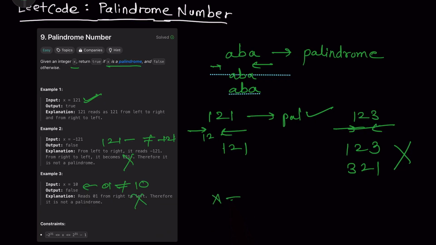If x is given as 0, then it is a palindrome. So basically, all single digit numbers will be palindromes, because when read from left to right, it would be the same as when read from right to left.